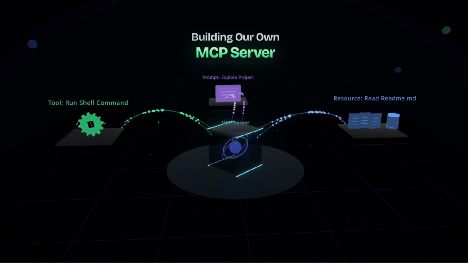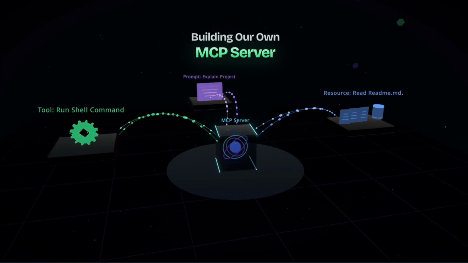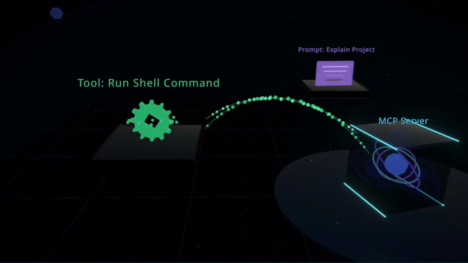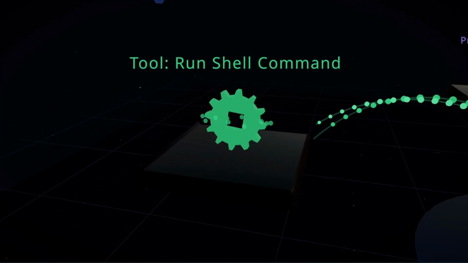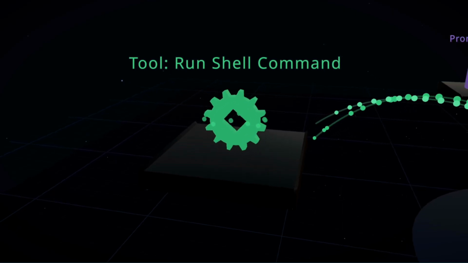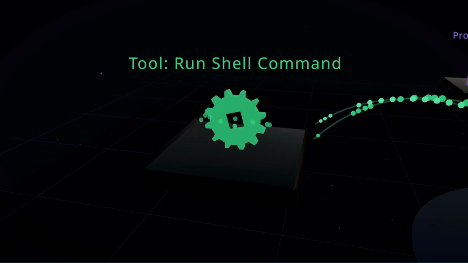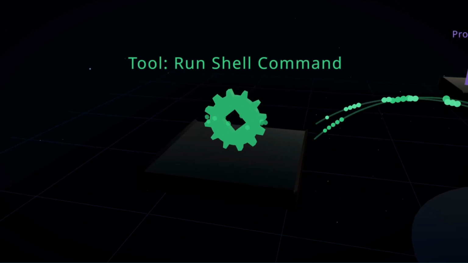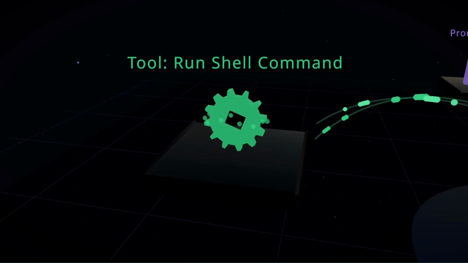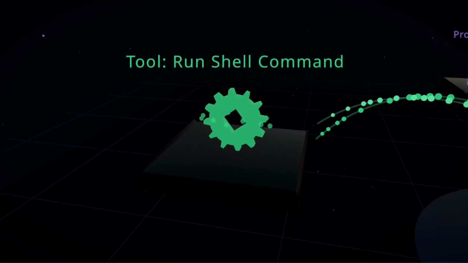In that MCP server, we are going to build a tool which will actually run shell commands. Let's say you have sent an ls command from your MCP client, then your MCP server will receive it and execute that ls command, and whatever path you specify, it will list all the files. So we are first going to create a tool which will run shell commands.